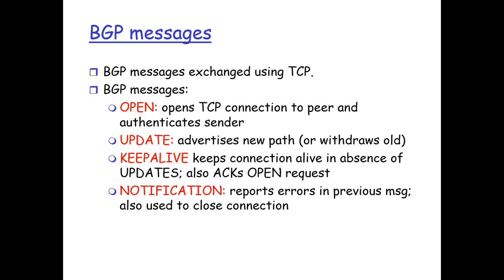Then the notification part reports errors in the previous messages. We communicate from one autonomous system to another autonomous system, and either our data is successfully received or not. Maybe an error occurred in the data communication part. So we receive a negative acknowledgement. Okay, so then we retransmit the data. If the data is received successfully, we receive a positive acknowledgement.